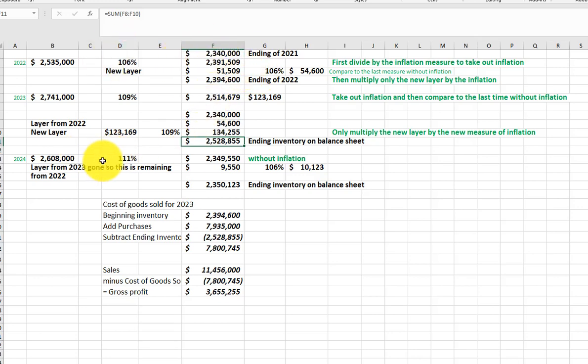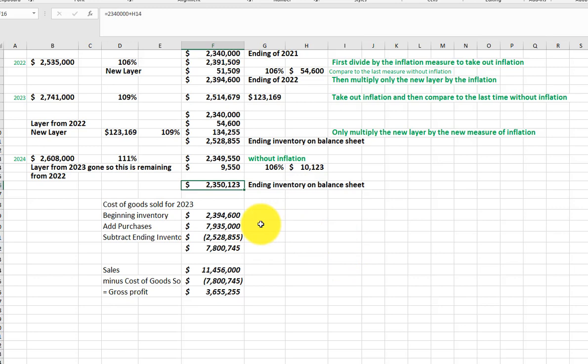Okay? Because remember, LIFO, last in, first out. We sold everything we bought in 2024 and 2020. We've sold everything we bought in 2023. And we've sold most of what we bought in 2022, except for 9,550 from 2022. That is at the rate for 2022, 106. So multiply that by 106, get 10,123. So we take the 249,550 plus the 10,123, and that's our ending balance on the inventory on the balance sheet.